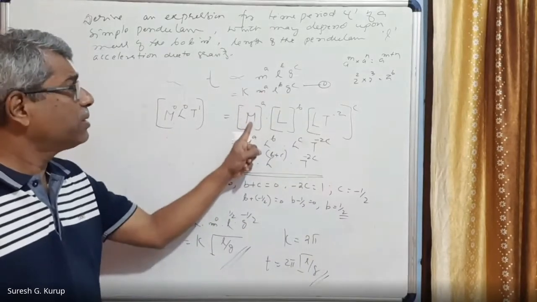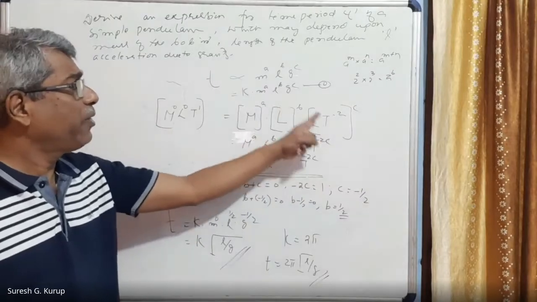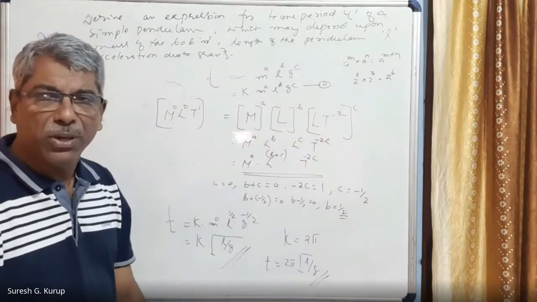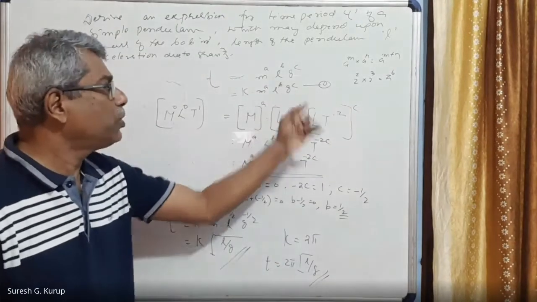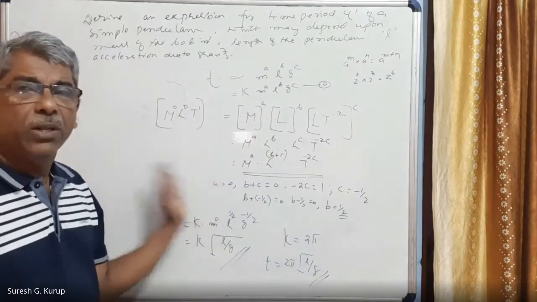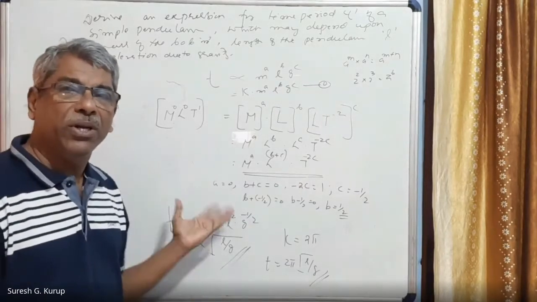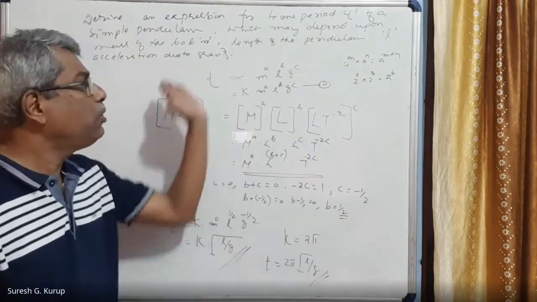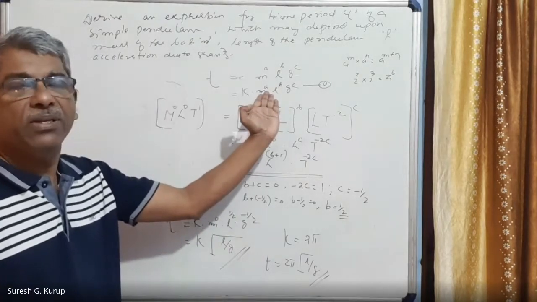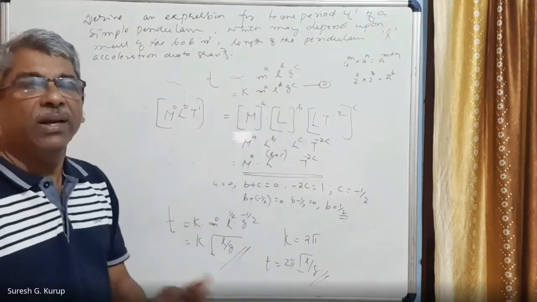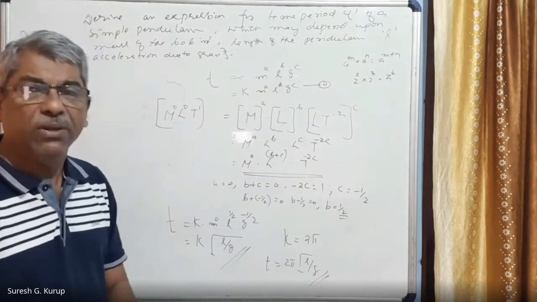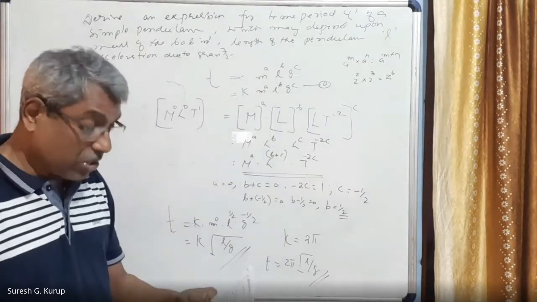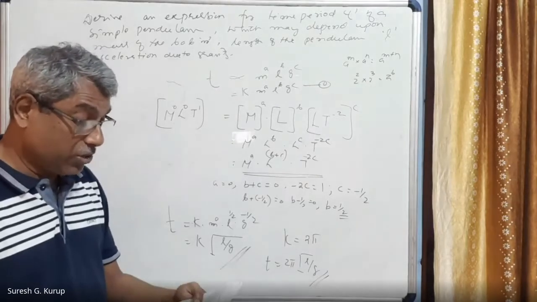The dimension of mass is M, the dimension of length is L, the dimension of acceleration due to gravity is LT raised to minus 2. Put the powers as shown here. Then you equate the powers of the same quantities on both sides. You can find the values of A, B, C, and then you will put the values of A, B, C in equation number 1. You will get the equation of the physical quantity. So this is a very important condition, right?